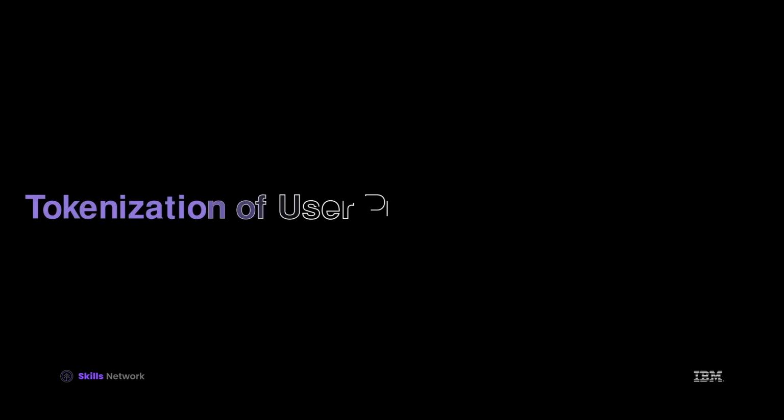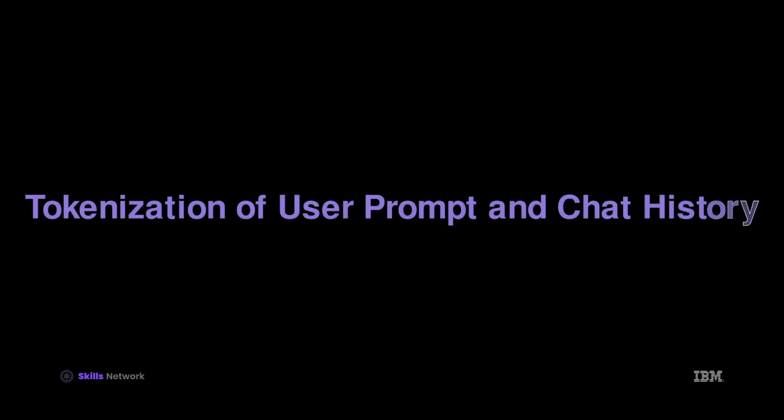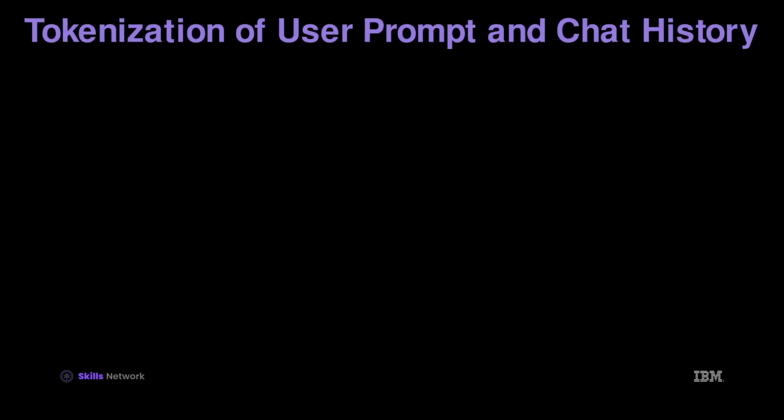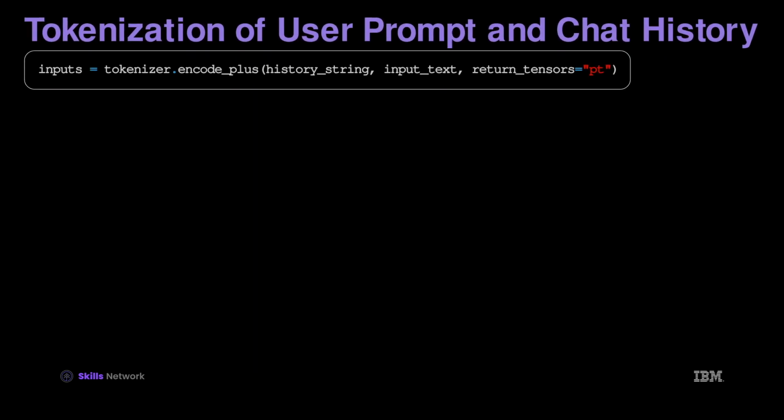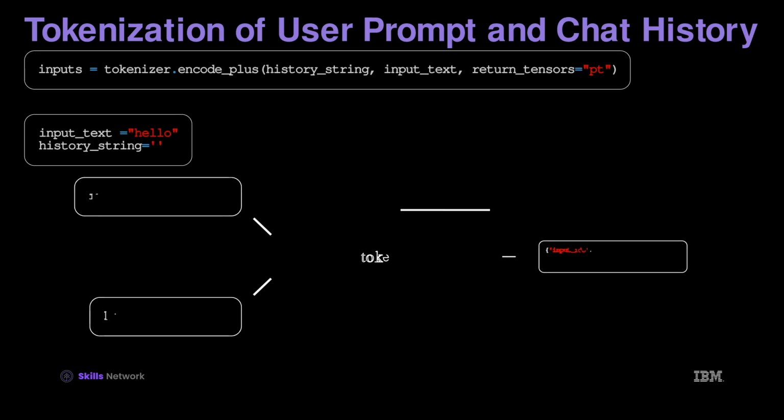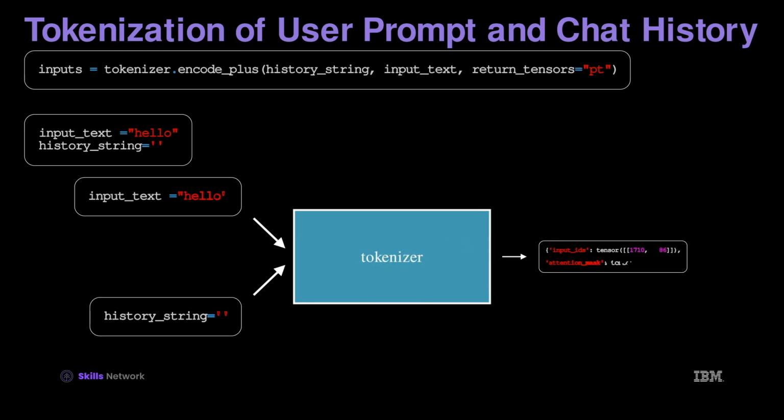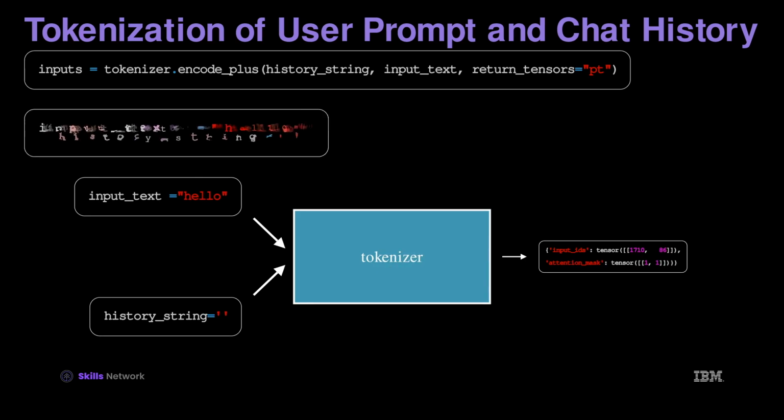Let's perform tokenization of the user prompt and chat history. Tokenization converts our text input into a numerical representation that our model will understand. We input the history string as well as the input string and apply encode_plus from the tokenizer object. We assign this to the variable inputs. The input strings will be converted to a set of numbers that our model will understand.